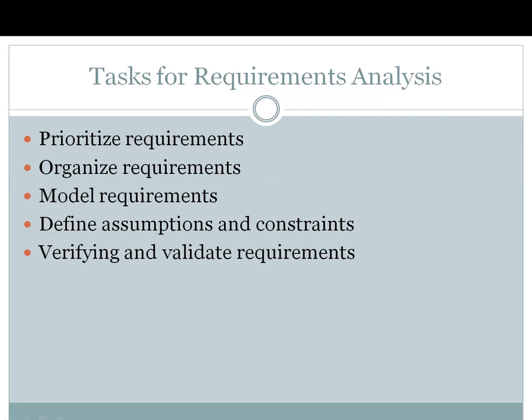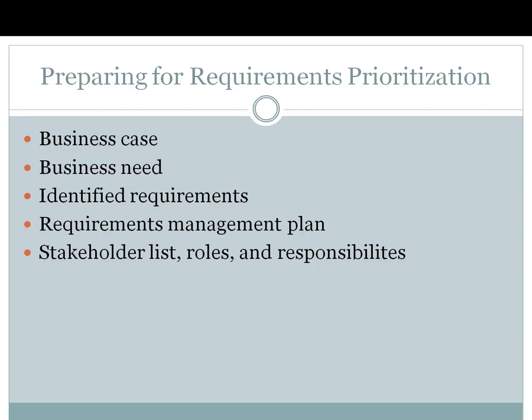Now, there are 5 tasks in the process group of requirements analysis. You have to prioritize requirements, organize requirements, model requirements, define your assumptions and constraints, and then verify and validate the requirements. In order to prepare for one of the base activities, requirements prioritization, you'll need your business case and the business need, the actual requirements you've identified, the requirements management plan, and then your stakeholder list, roles, and responsibilities.